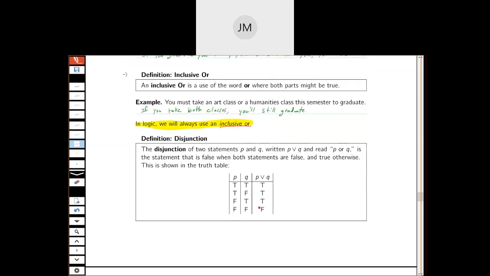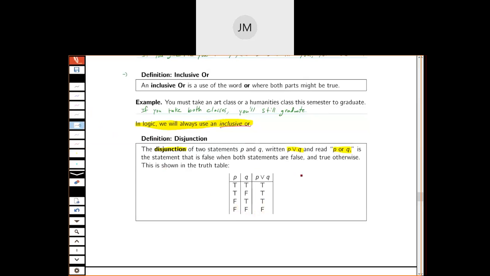So here we're going to define our disjunction and define the truth table for it. For a disjunction of two statements, we use the upside down of what we use for the and. This is like a V instead of a caret, and it's read as P or Q. This is a statement that's false when both statements are false and true otherwise. So if I come up with my same truth table as before, as long as either one or both are true, the or statement is true. And the or statement is false only when both statements are false.